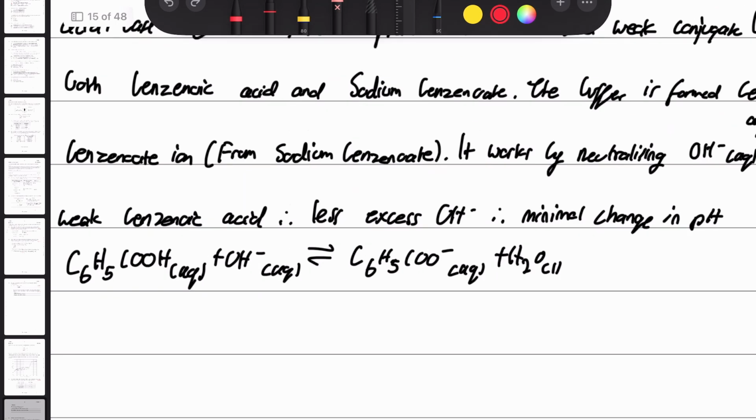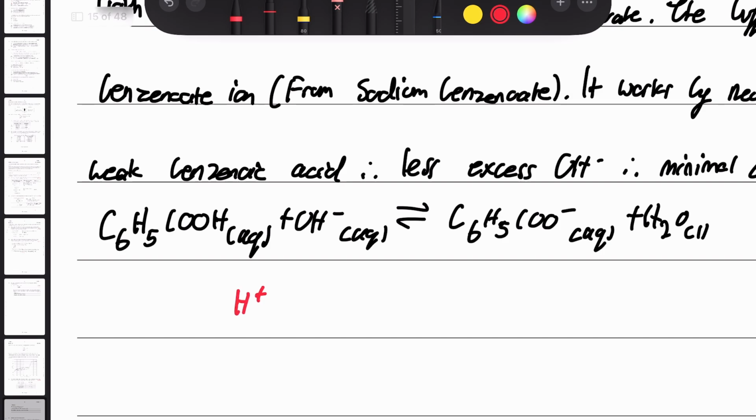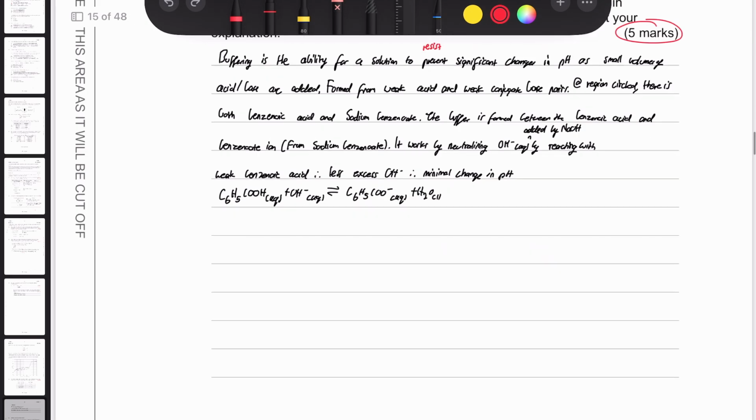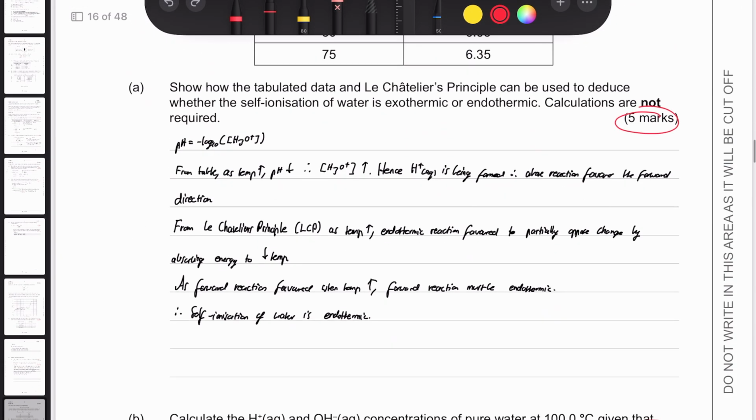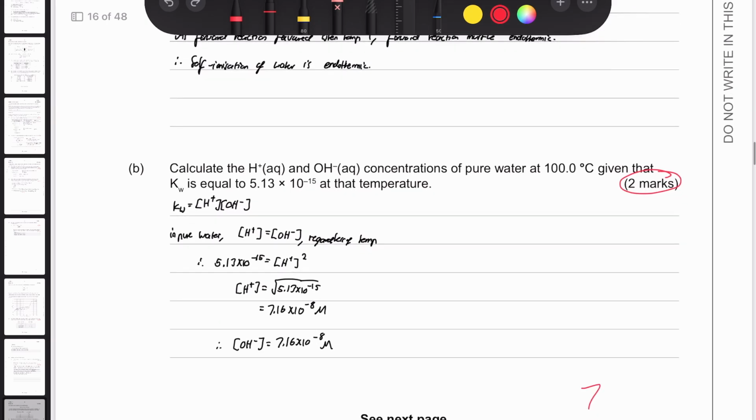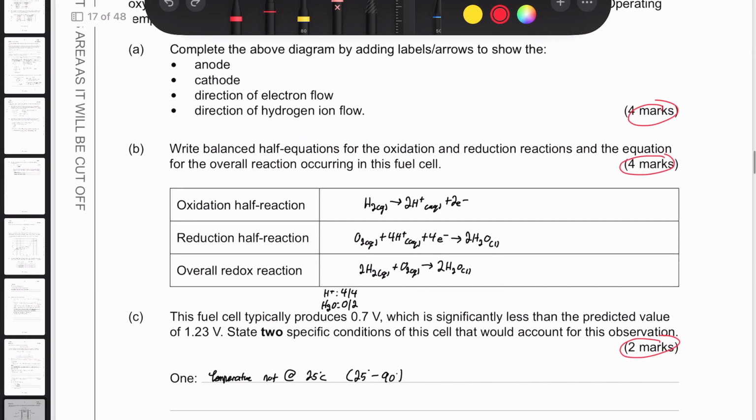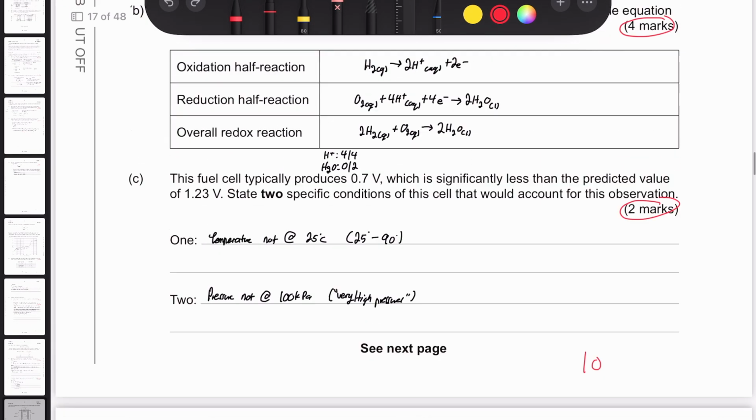Because if I add H plus to this and it's only a single arrow, it doesn't explain why it can prevent me adding acids, because with a double arrow I can say that this goes down, so it goes to the left, but without the double arrow I can't say that. So I'm going to give myself full marks there. So a total of 6 marks. This was fine. This was also well done. This was good. This question here was quite easy.